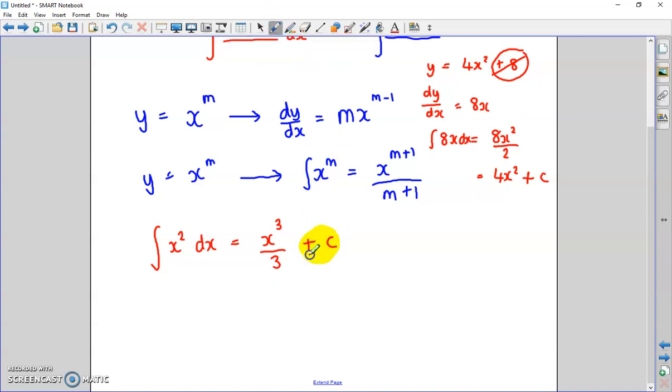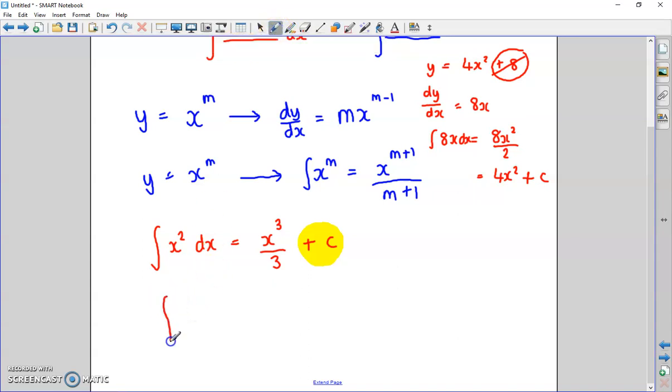And like I say, the reason for that is because when you differentiate, any number just disappears. So when you reverse, you have to take into account any numbers that may have been there, but you don't know what they are. So that's called a constant of integration. You must remember to include it every time you integrate.